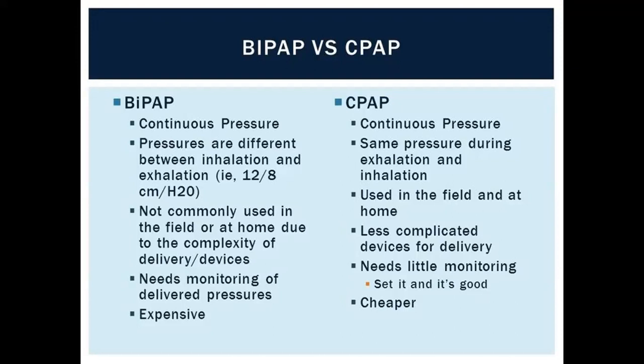BiPAP and CPAP are both continuous pressure, but for BiPAP the pressures are different between inspiration and expiration. The maximum pressure applied during inspiration is 12, and for expiration the maximum is 8. BiPAP is not commonly used in the field or at home due to the complexity of the delivery and the devices. It also requires more intensive monitoring, especially of the delivered pressure. It's cheaper than CPAP.